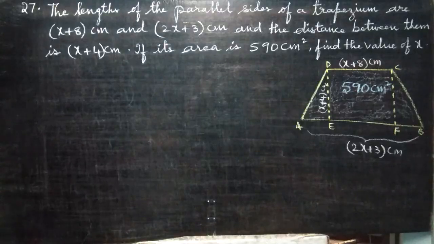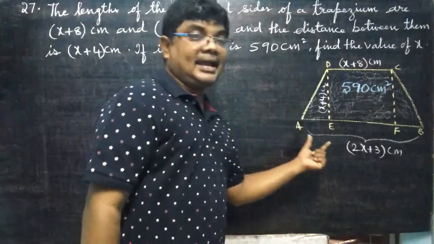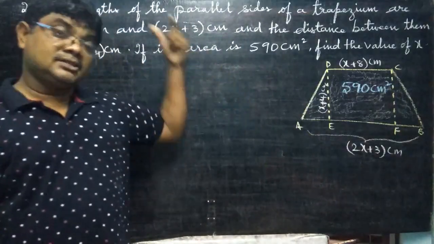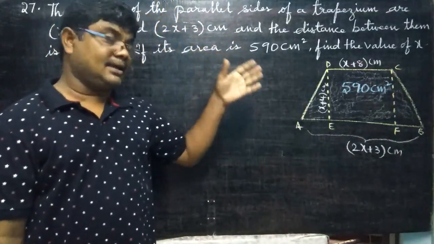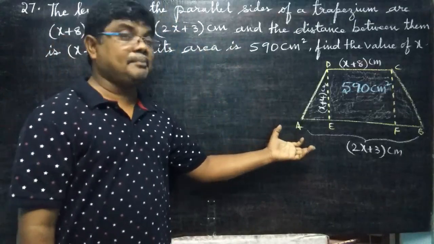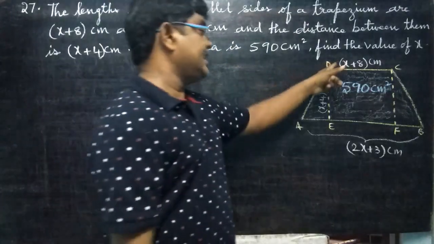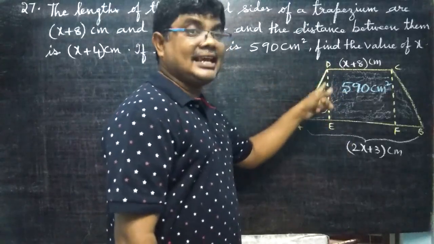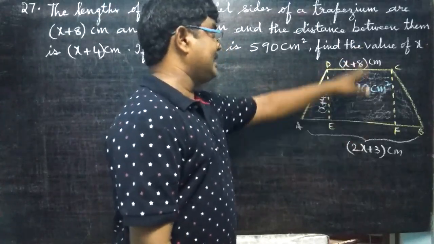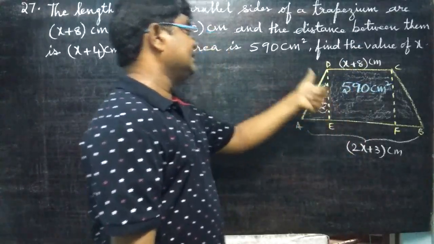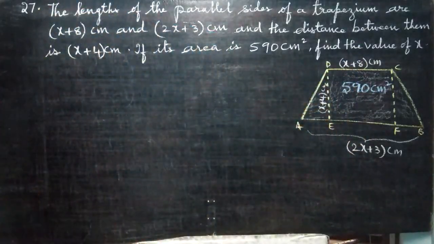Now we should know the formula for the area of a trapezium. Before, we learned the area of a square and the area of a right angle triangle, like that. This is the area of a trapezium: half into A plus B into H. This is A, this is B, and this is H. Parallel sides: A is one side, B is one side. And between the parallel sides, H. Are you able to follow?